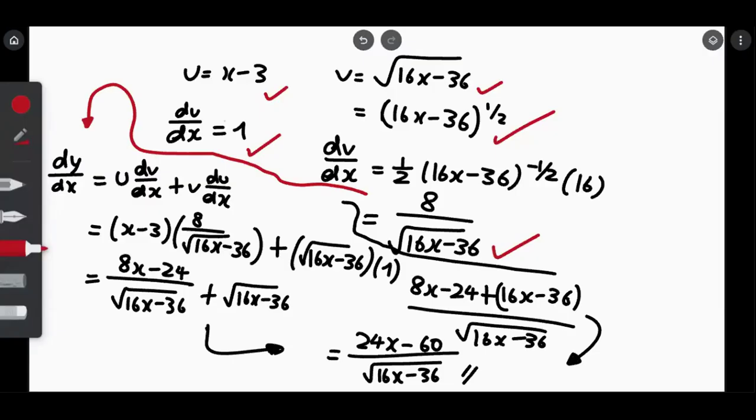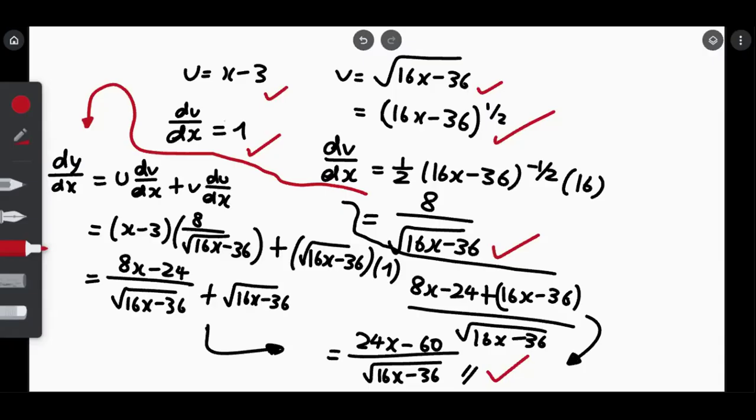If you write v du/dx plus u dv/dx, you are entitled to that as well. However, I find that u dv/dx plus v du/dx is better than the other way around. So make sure you write everything concisely and correctly. From your manipulation, you should get (24x minus 60) over root (16x minus 36). I hope you are clear about this.